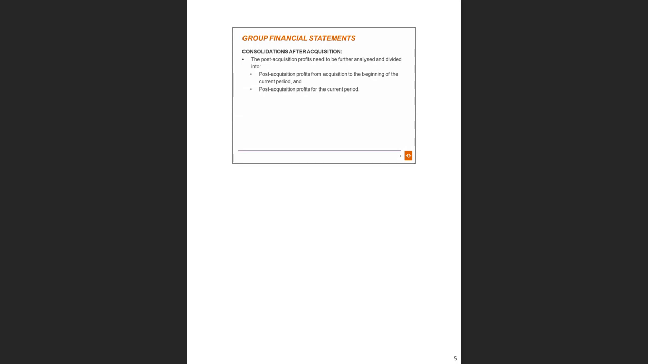But our retained earnings is actually the accumulated profits from all of the prior years, which is why it is necessary to now split that closing balance of retained earnings into our pre-acquisition and post-acquisition, and then we'll take our post-acquisition profits and further split it between the post-acquisition profits for the current year and the post-acquisition profits from the date the subsidiary was acquired to the beginning of the current year.